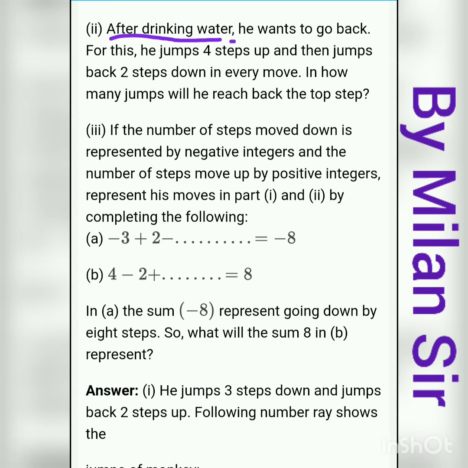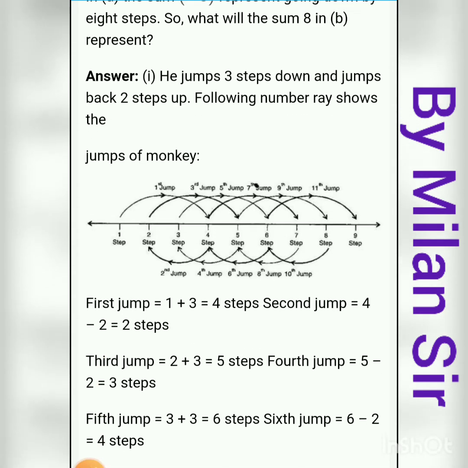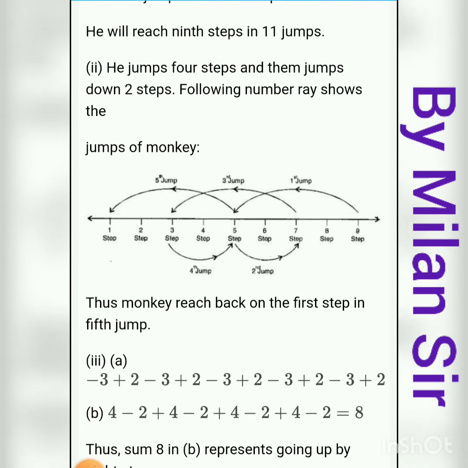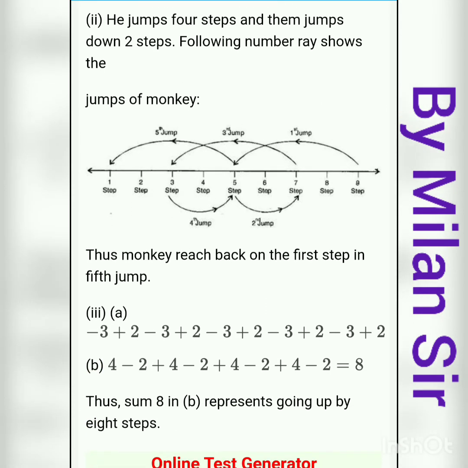Again, after drinking water, he wants to go back. For this, he jumps 4 steps up and then back 2 steps down in every move, right? And in how many jumps will he reach back the top step? Right now his position is at the ninth step and he needs to reach the first step. So he needs to move from 9 to 1. Initial position is 9 and final position we want is first.